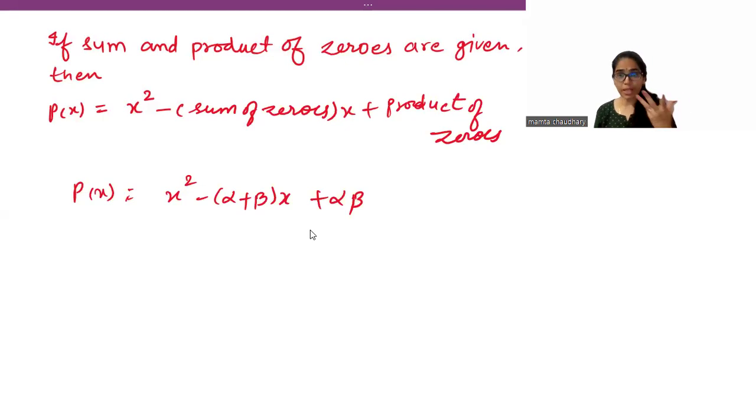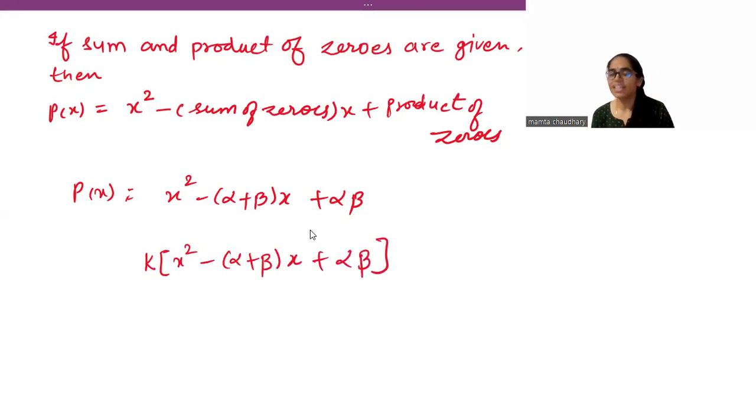Right? Now, sometimes what happens is that this product of zeros and sum of zeros are in fractions. Okay. In such case, what we do, we write this as k times x square minus alpha plus beta x plus alpha beta. K times means we need to remove the denominator. We cannot keep anything in the denominator. We have to actually remove the denominator. Let's take few examples based on this.